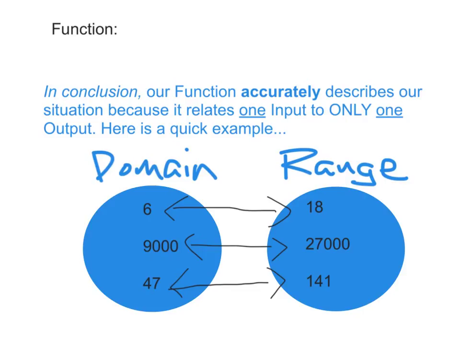So, according to our domain and range diagram here, if we put 6 as the input, we will get 18 as the output. And 9,000 as the input would result in 27,000 as the output. And 47 as the input would be 141 as the output.